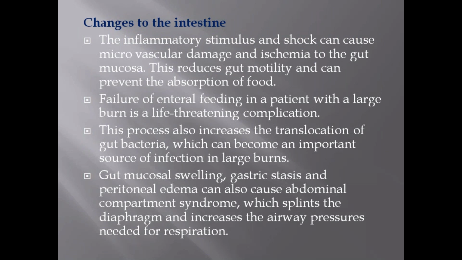So what happens to the intestine? Due to this hypovolemic shock, there will be ischemia to the gut. This reduces gut motility and prevents the absorption of fluid. So failure of enteral feeding in a patient with a large burn is a life-threatening complication. This process also increases the translocation of bacteria from the lumen, which becomes an important source of infection in large burns. Gut mucosa swelling, gastric stasis, and peritoneal edema can also cause abdominal compartment syndrome, which splints the diaphragm and increases the airway pressures needed for respiration.